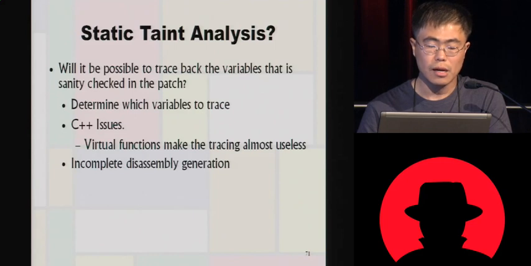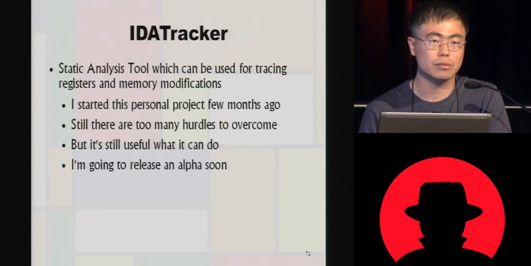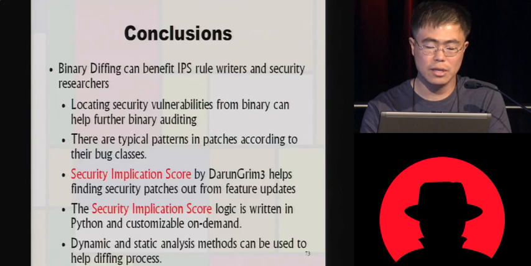So yeah, here's the last one, static taint analysis. I tried this one a few months ago, but it's very, very hard because there are a lot of C++ issues. It's not traceable sometimes, and there are virtual functions, and it's very difficult. But I still created a tool called IDA-Tracker. It will trace the variables automatically for you, but it's still in alpha phase now. I'm going to release it within a few months, and I will talk about this later.